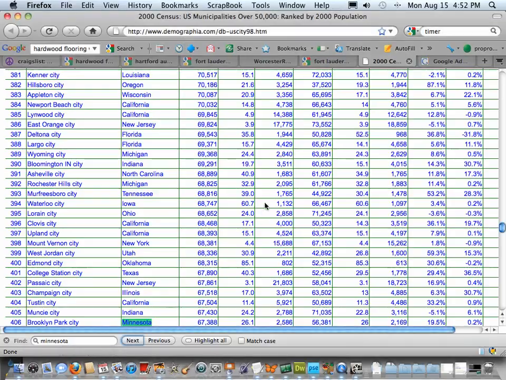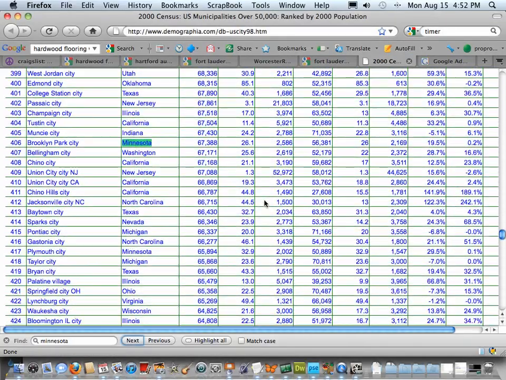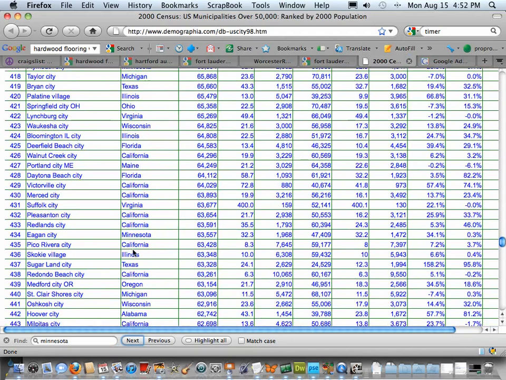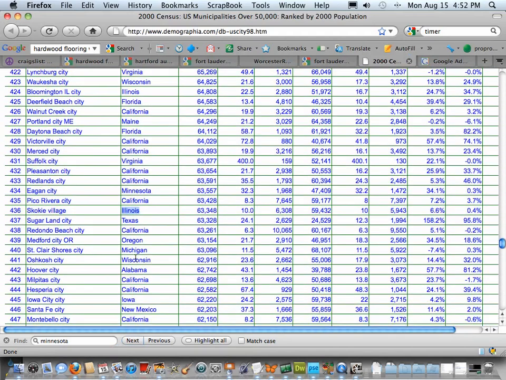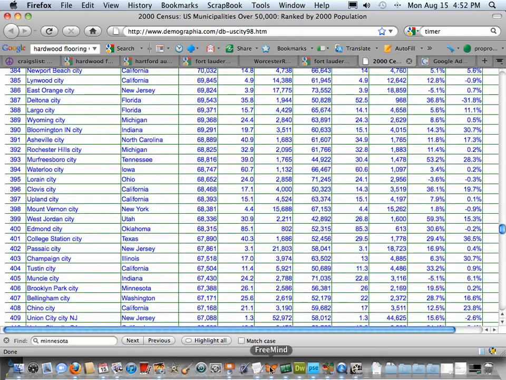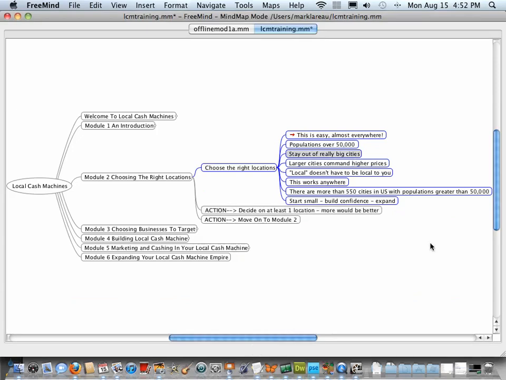You can see on this list there are hundreds of different cities. If you decide you want to do this in Illinois or Wisconsin, wherever it is, you're going to be able to do it. You can do this absolutely anywhere, and that's really all you need to know about the locations. There's really no place you should stay out of except maybe the top 50 on that list.